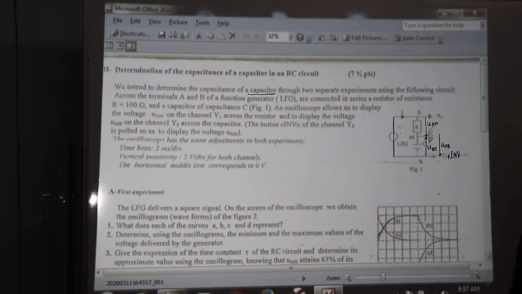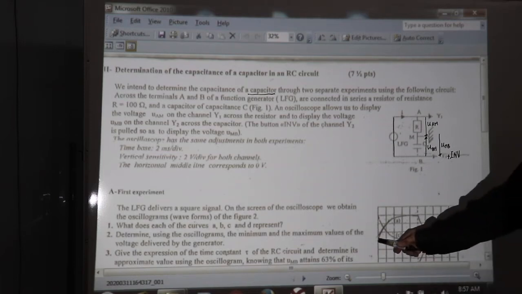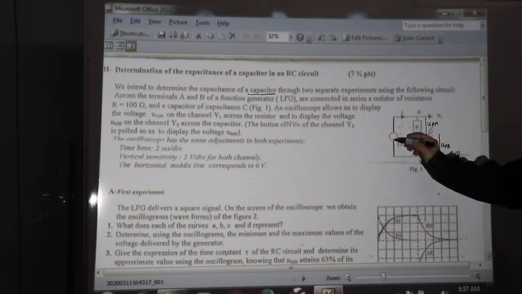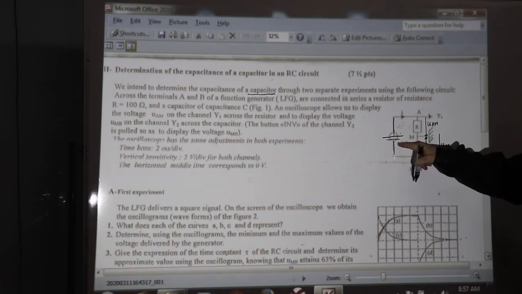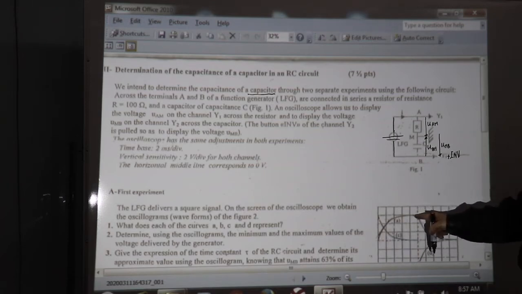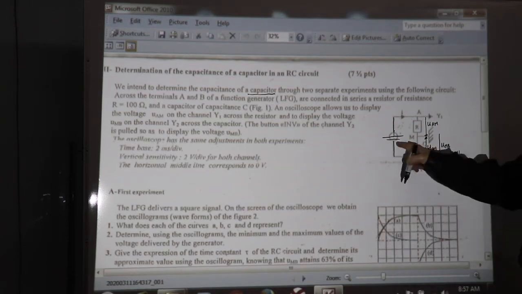So you should know these concepts in order to answer the question here. Otherwise, you don't know how to answer it. So A, as you see, the voltage is increasing from 0 to a constant value. This is the case of what? This is the case of a charging of the capacitor. When connected to a DC voltage, we know that the voltage of the capacitor increases from 0 to a maximum value, which is equal to the voltage of the battery.